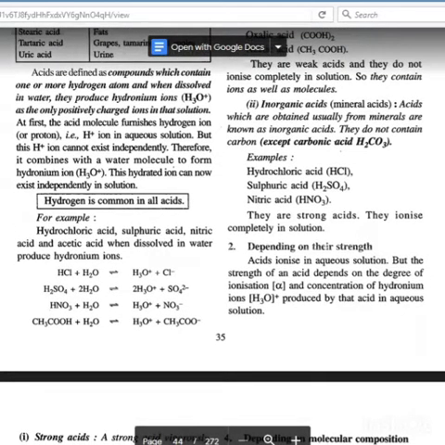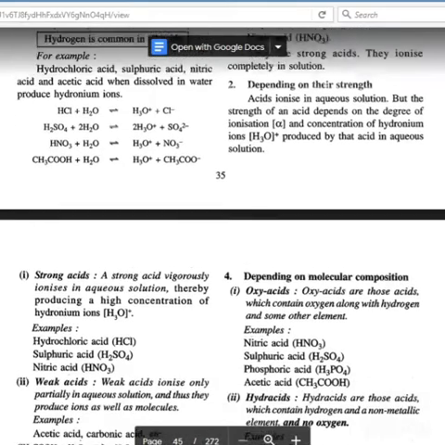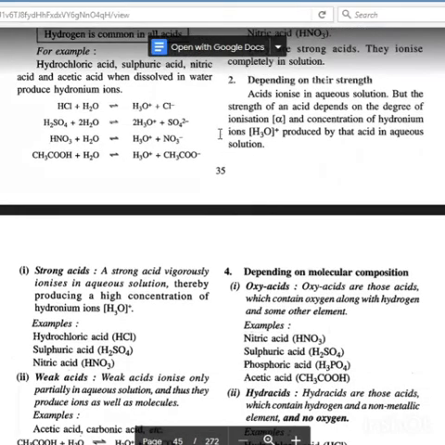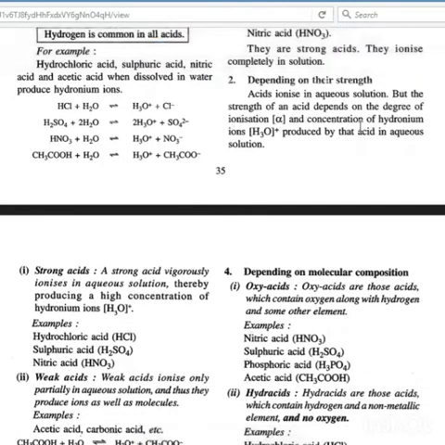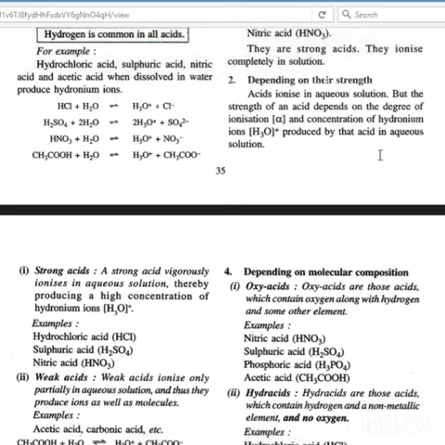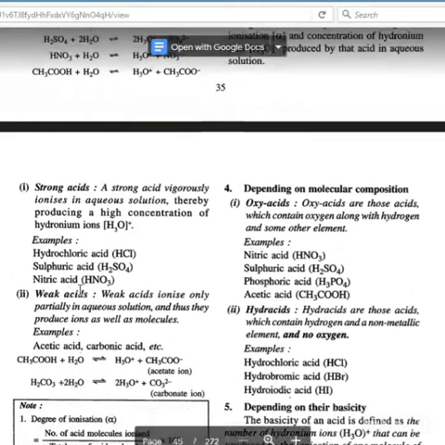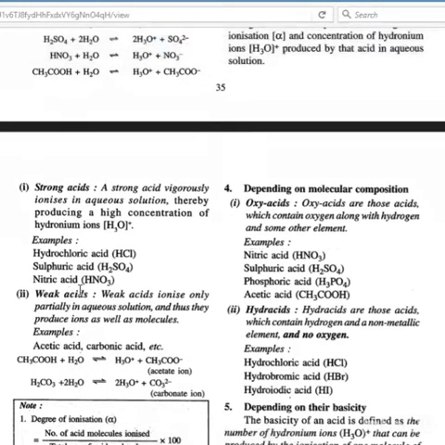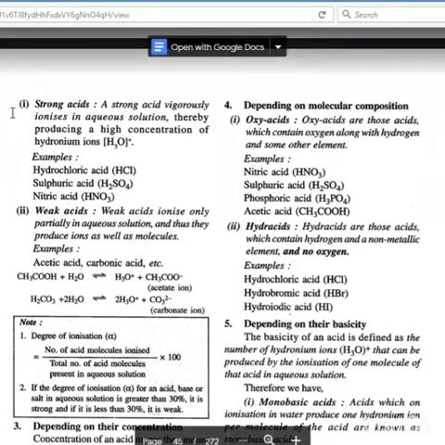Strength, what is the meaning of the strength? Strength means the concentration of the hydronium ions which are being produced in aqueous solution, because hydronium ions are responsible for the acidity. The more the hydronium ions, the more is its strength. For that again different categories are there. First is strong acid and second is weak acid.